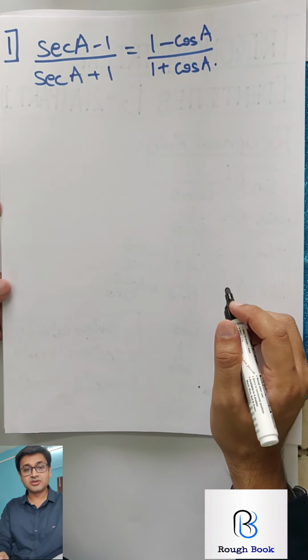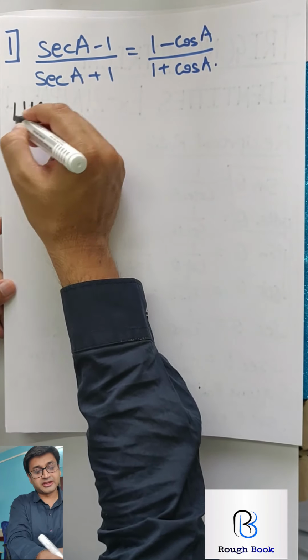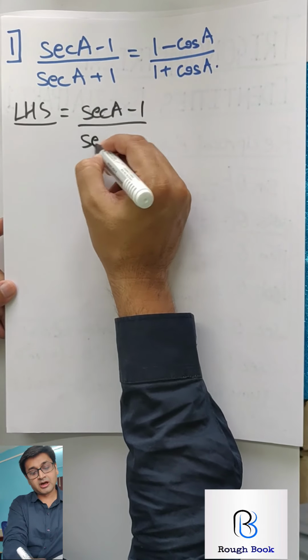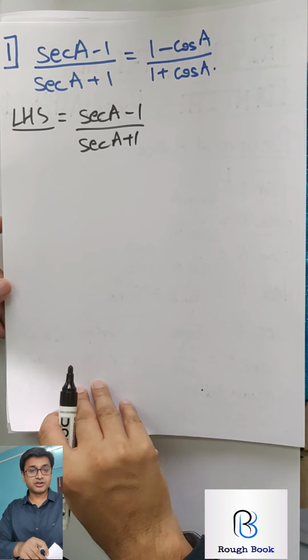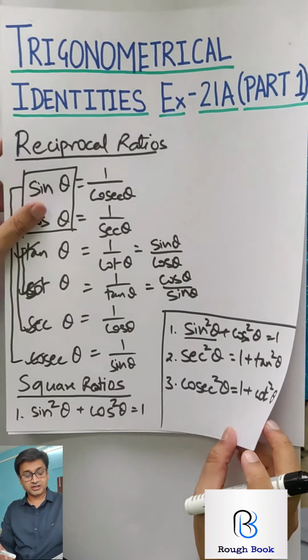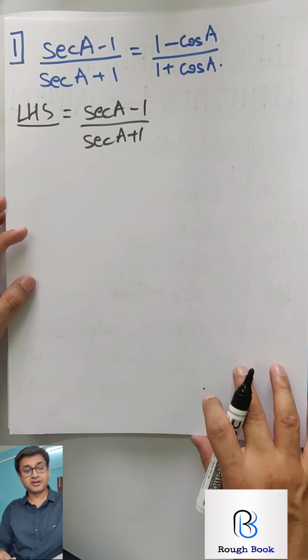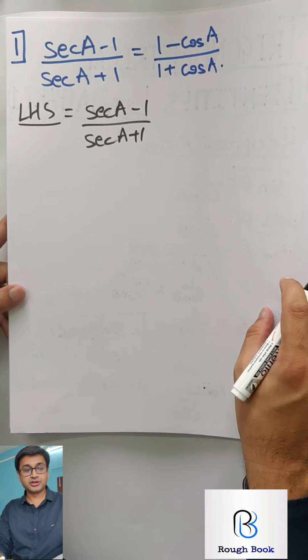So obviously in this case you should begin with left hand side. So pick up your left hand side. Sec A minus 1 upon sec A plus 1. What is sec? So looking at your ratios, if you don't remember, look at the chart. Sec is equal to 1 upon cos. So convert this sec into 1 upon cos. Use your LCM technique and see what answer you get.